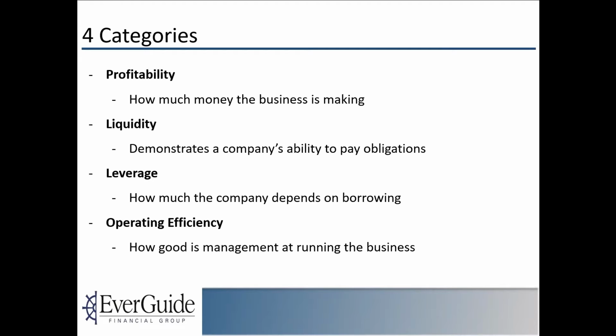So there are four main categories of ratios. The first is profitability, which is basically how much money the business is making. The second one is liquidity, which demonstrates a company's ability to pay its obligations. The third one is leverage, how much the company depends on borrowing. And the last one is operating efficiency. So how good is management actually at running the business?